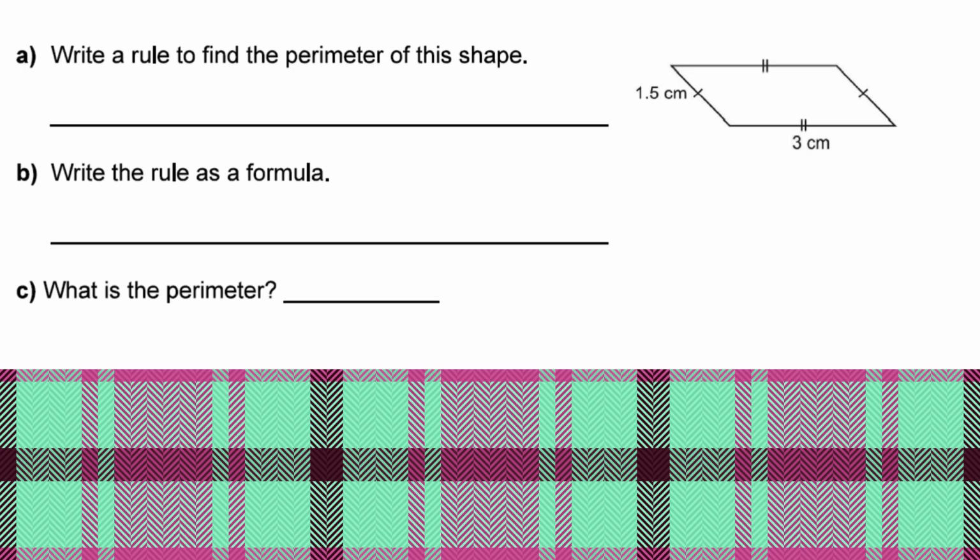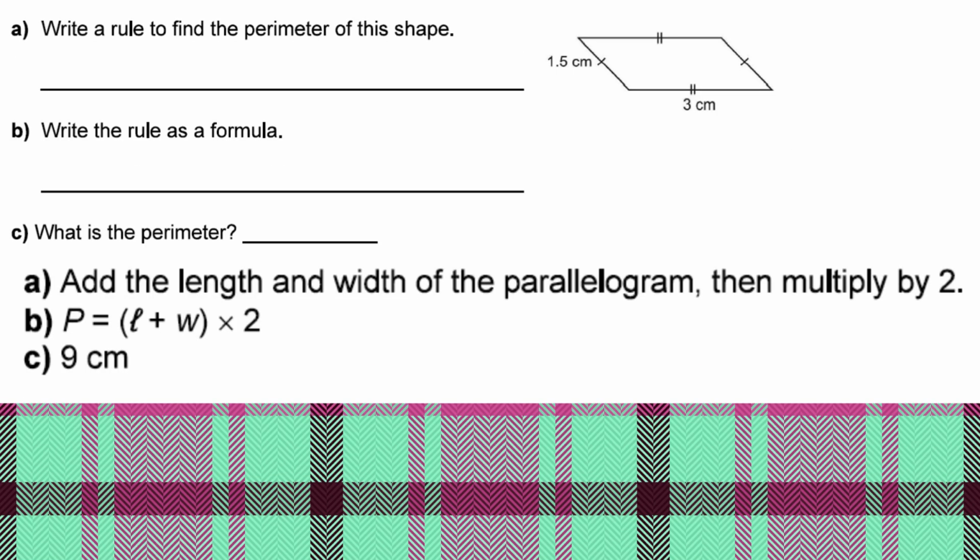Moving on. In this next question, you will be asked to write a rule to find the perimeter of this shape. You'll also be asked to write the rule as a formula and then determine what is the perimeter. When you have a question like this, it's very important to think about how you would find the perimeter. The rule for finding the perimeter of this shape would be to add the length and the width of the parallelogram, then multiply by 2.